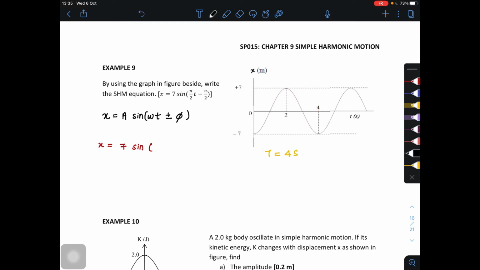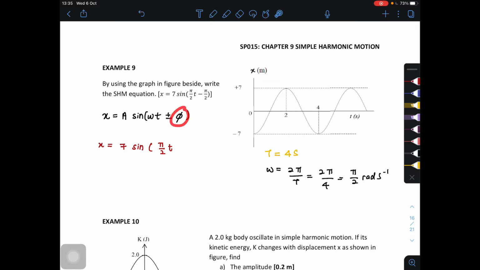So we can find the value for omega, which is 2 pi over T. So 2 pi over 4, and then we will get pi over 2 radian per second. So pi over 2 masukkan dekat dalam ni, pi over 2, and then t, and then this one.